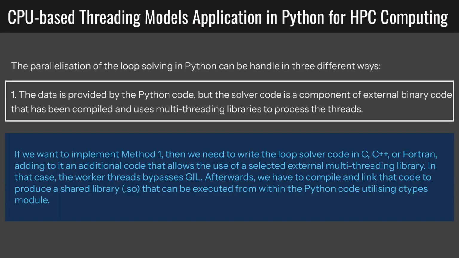If we want to implement method 1, then we need to write the loop solver code in C, C++, or Fortran, adding to it an additional code that allows the use of a selected external multi-threading library. In that case, the worker threads bypass GIL. Afterwards, we have to compile and link that code to produce a shared library, a .so file that can be executed from within the Python code utilizing ctypes module.